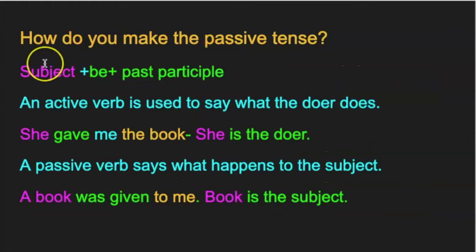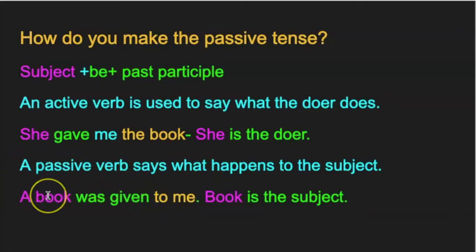To make a passive tense, you basically need a subject, the verb to be, and then the past participle. An active verb is used to say what the doer does. She gave me the book. See how that's an active verb or an active sentence? The verb is gave. She gave me the book. She is the doer. A passive verb says what happens to the subject. A book was given to me.